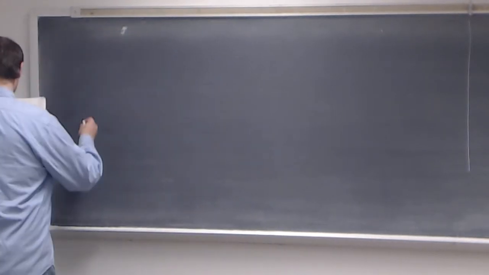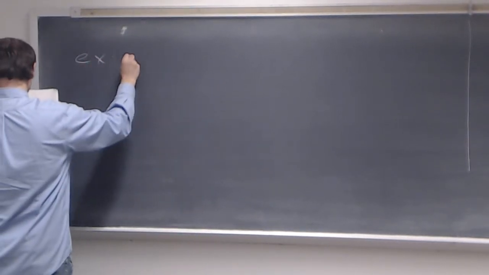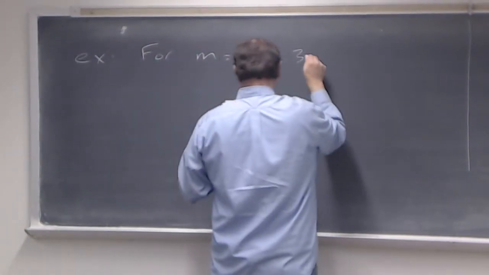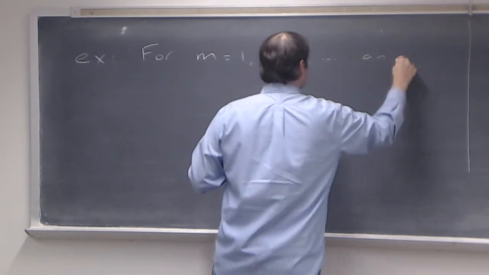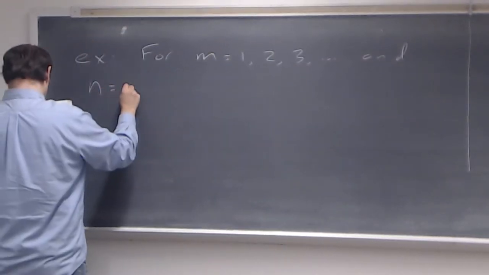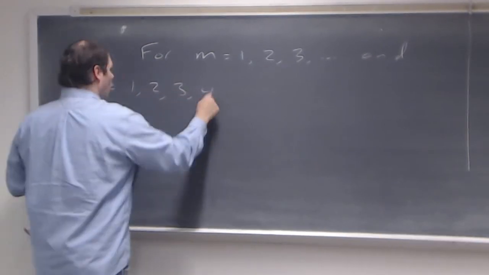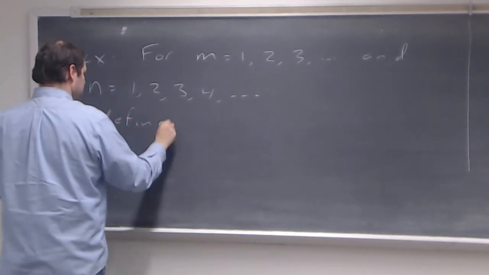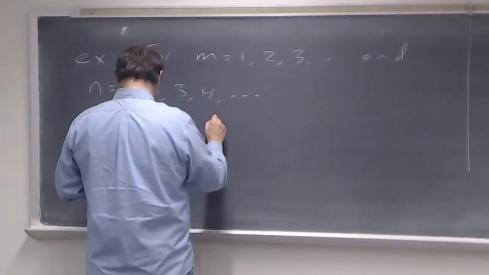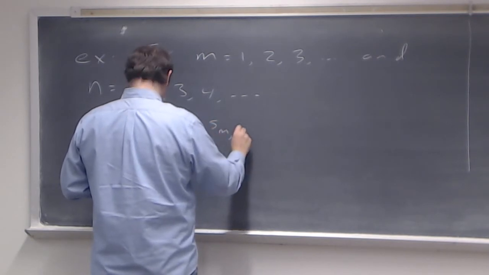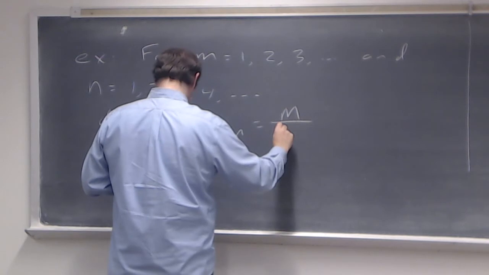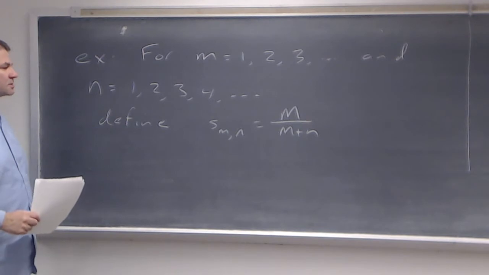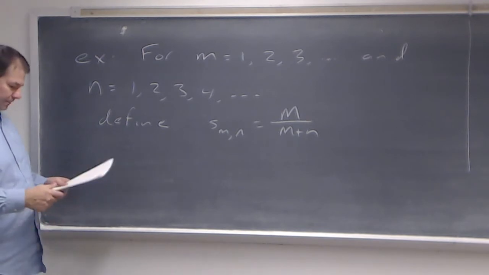So we're going to start off with this. As an example, for m equal to 1, 2, 3, and so forth, and n equaling 1, 2, 3, 4, and so forth, define a sequence S sub m comma n equal to m over m plus n. So this is a sequence of two variables.